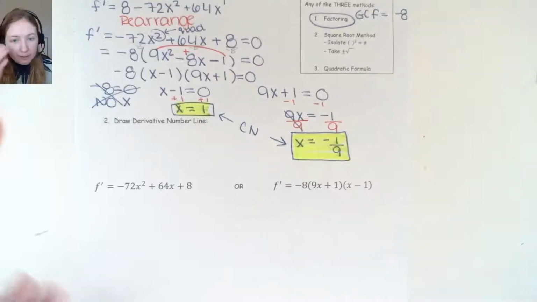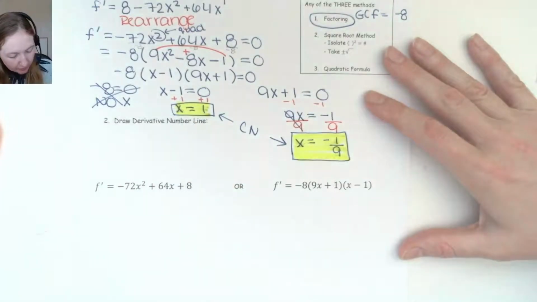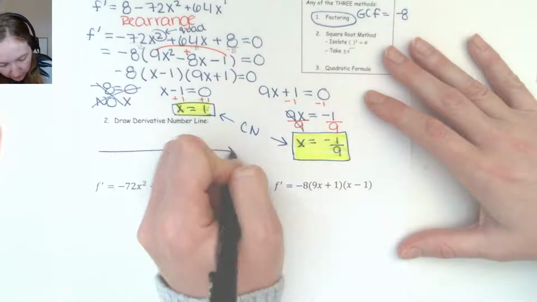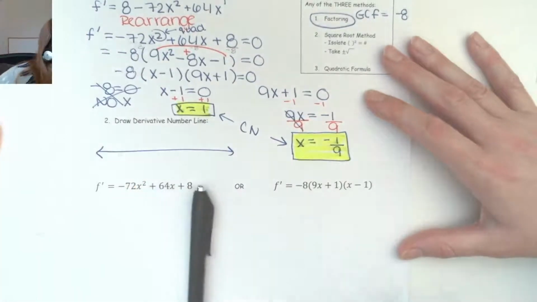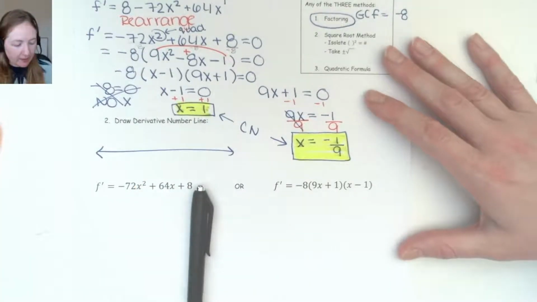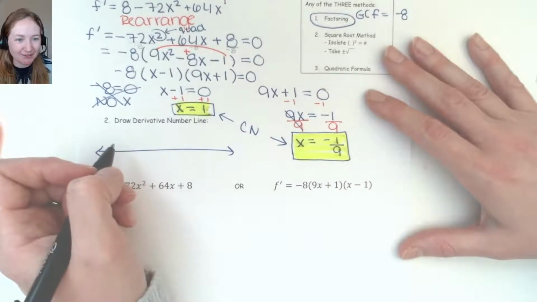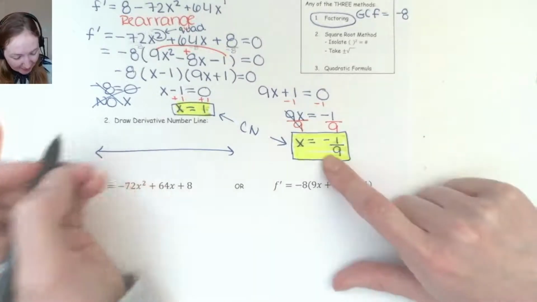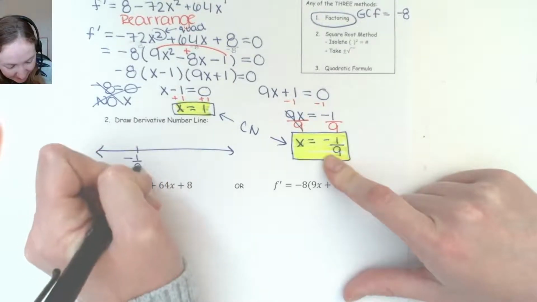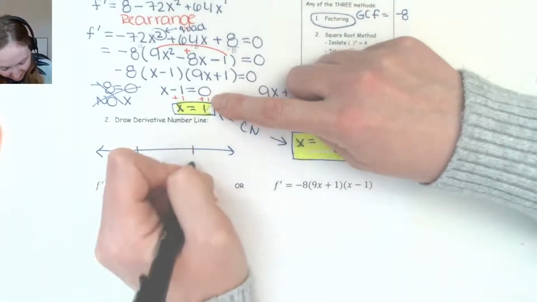All right, so now what we're going to do is we have our critical numbers, so we're going to draw our derivative number line. Now, what I encourage you to do is don't just put down 1, because 1 is not the first critical number in the number line, right? In our number line, the first critical number would be -1/9 and then our 1.